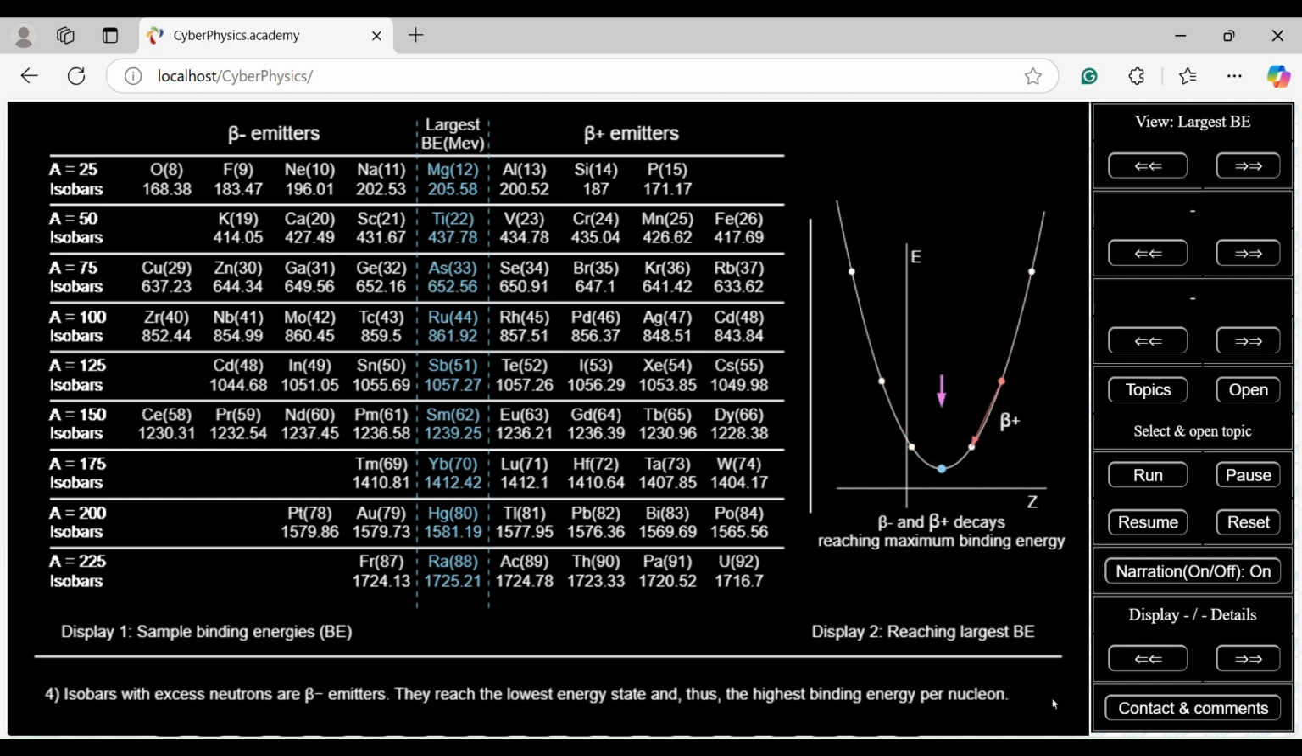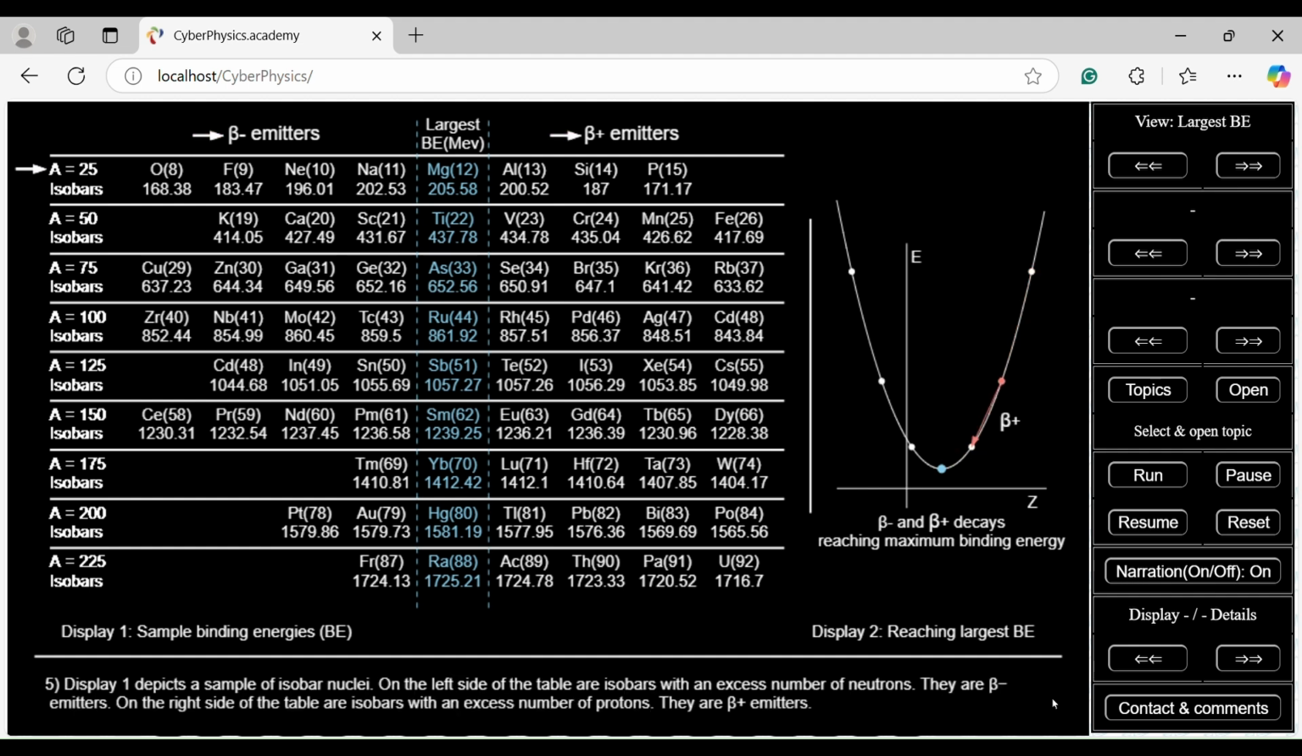Isobars with excess neutrons are beta minus emitters. They reach the lowest energy state and, thus, the highest binding energy per nucleon. Display 1 depicts a sample of isobar nuclei.